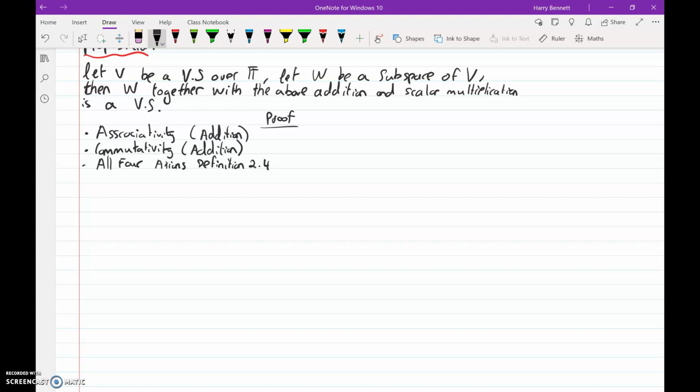And thirdly, it's got to follow the four axioms, which I've called definition 2.4, but that's really just the standard definition of a vector space. So it has to be distributive over both scalars and vectors. It has to have associativity over two scalar multiples and a vector, and it also needs to have the identity, so 1 times x is equal to x.